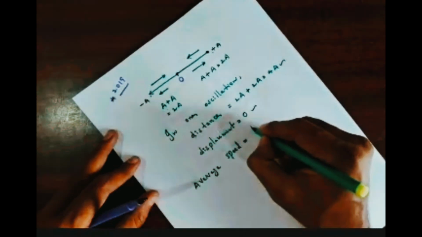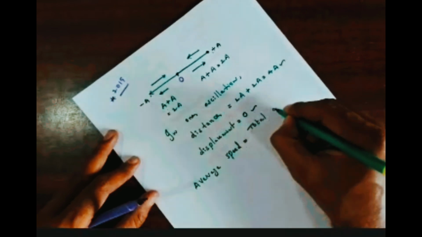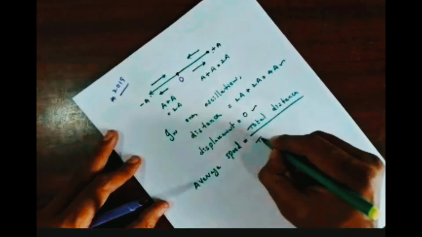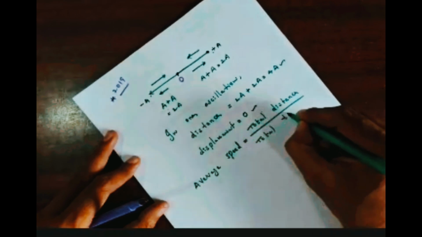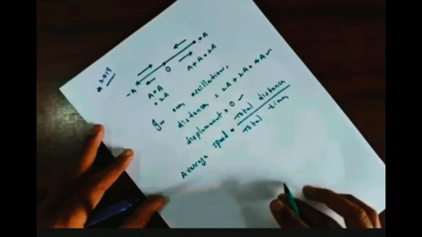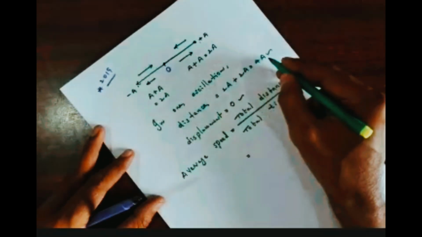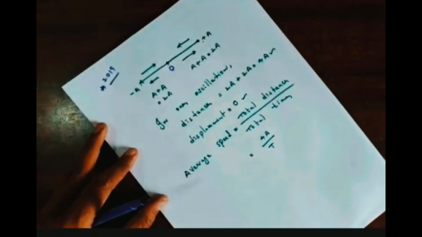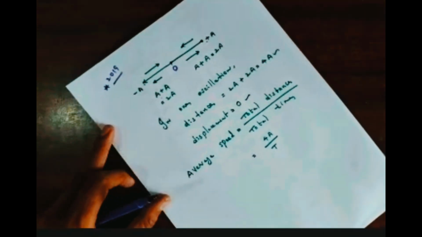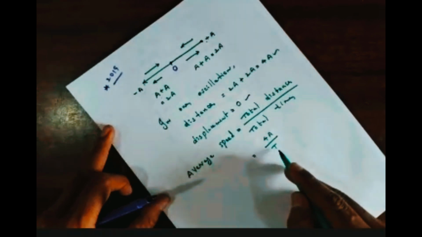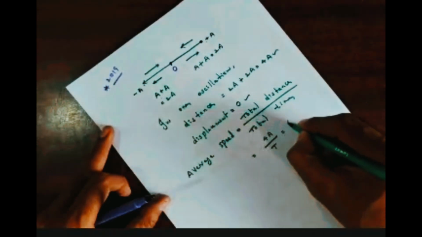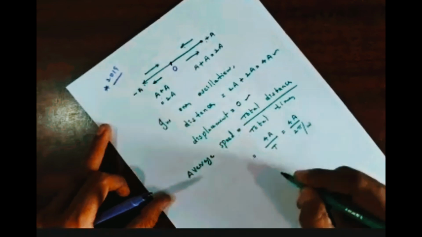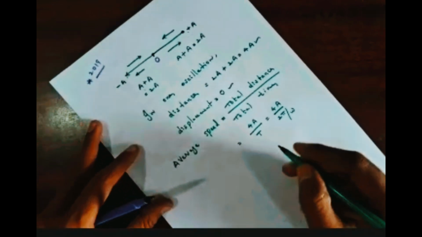Average speed of the particle as well as average velocity of the particle. Speed is a scalar, so we need to consider the distance. Total distance by total time. Total distance, what's the value? 4A. Total time, capital T. The time taken to complete one oscillation is known as time period. Always time period is represented with capital T. 4A by T, where T is 2 pi by omega.